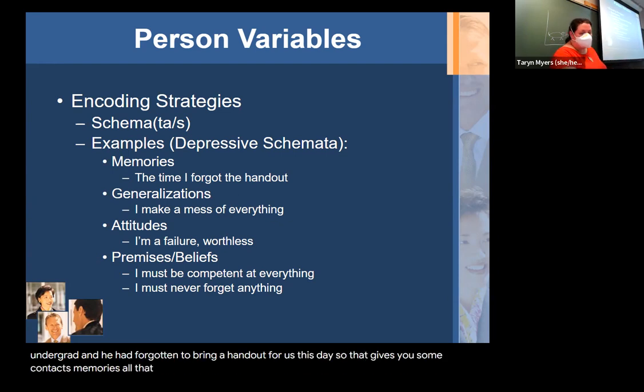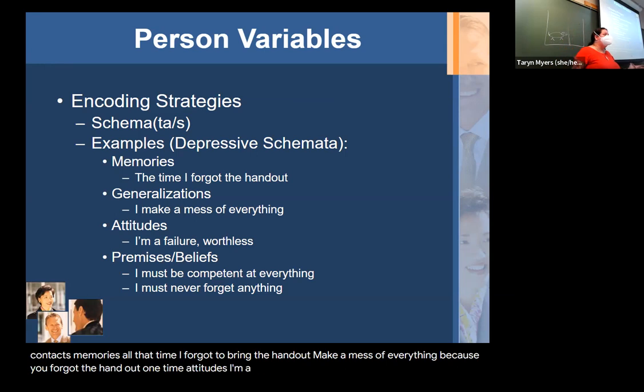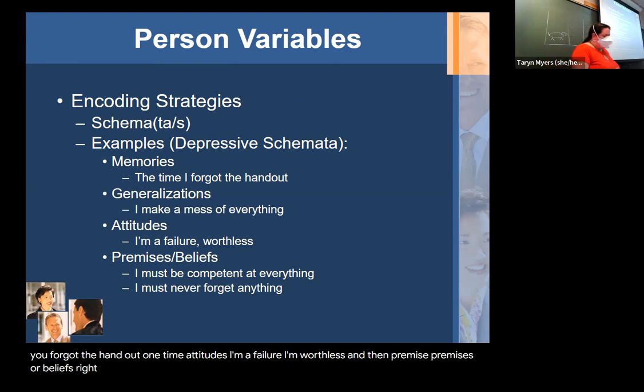Memories: oh, that time I forgot to bring the handout. Generalizations: I make a mess of everything, because you forgot the handout one time. Attitudes: I'm a failure, I'm worthless. And then premises or beliefs, right? These are things we set up for ourselves that are unrealistic much of the time. I must be competent at everything.